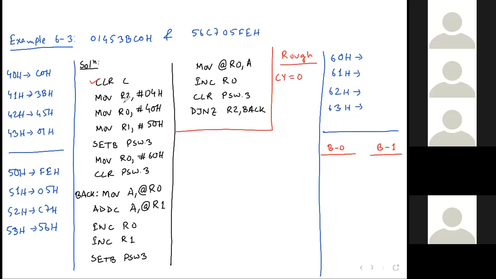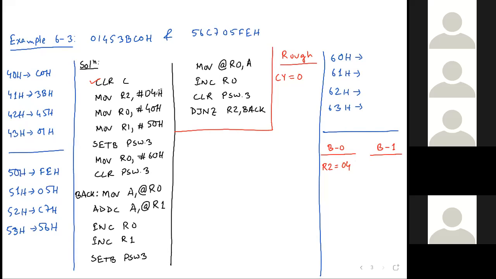Next, we are writing MOV R2, #04. So there are two questions. The first question is, this R2 belongs to which bank? Bank 0, definitely. So let us write R2 of bank 0 will contain 04H. So the next question is, why 04H? Why not any other value, or what is the significance of this 04?